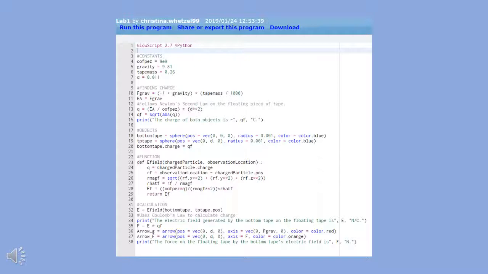This is the code that I used to model the second part of the experiment. If you pause the video, you can see it uses the same calculations we did handwritten to compute the charge and employs the same two theoretical assumptions, that the tapes are point charges and that they have about the same charge. This function also uses a function from Lab 0 to find the electric field vector and the force vector.